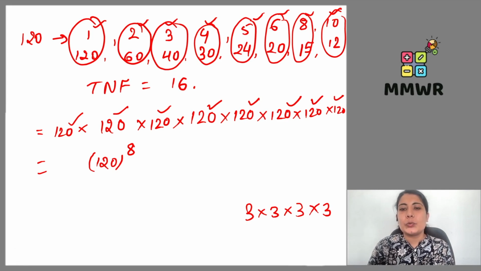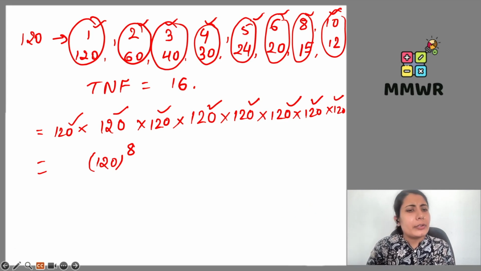That is why 120 to the power 8. So we can relate it from here. We can derive the formula. Even for a big number, it will be a lot of time taking for us to list out all the factors.